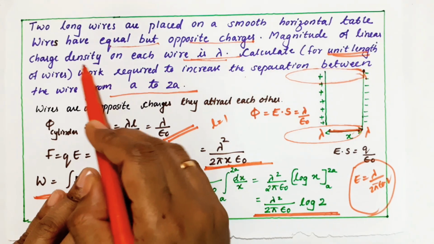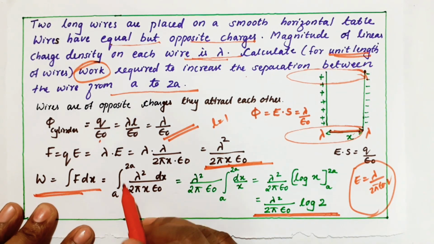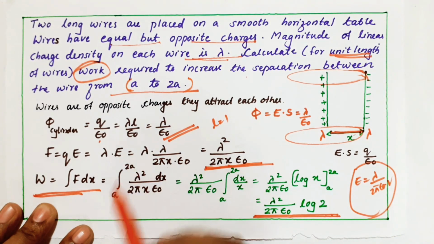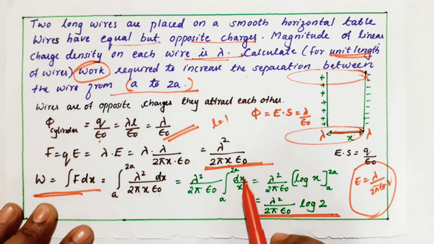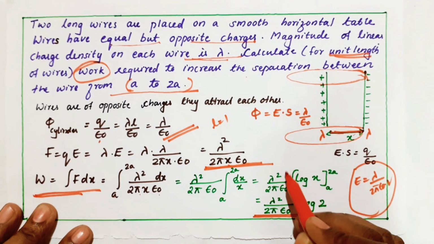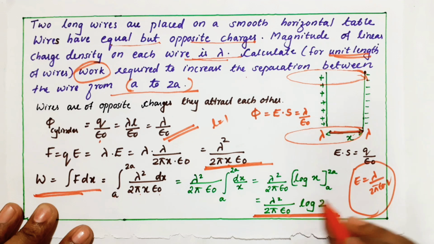But the question is to find work. Work is nothing but integral of F dx, from A to 2A. Force is lambda square by 2 pi x epsilon naught into dx. Constant terms, take them out: lambda square by 2 pi epsilon 0 into integral of dx by x. What is integral of dx by x? Log x. So we write lambda square by 2 pi epsilon 0 log x, from A to 2A, upper limit minus lower limit.